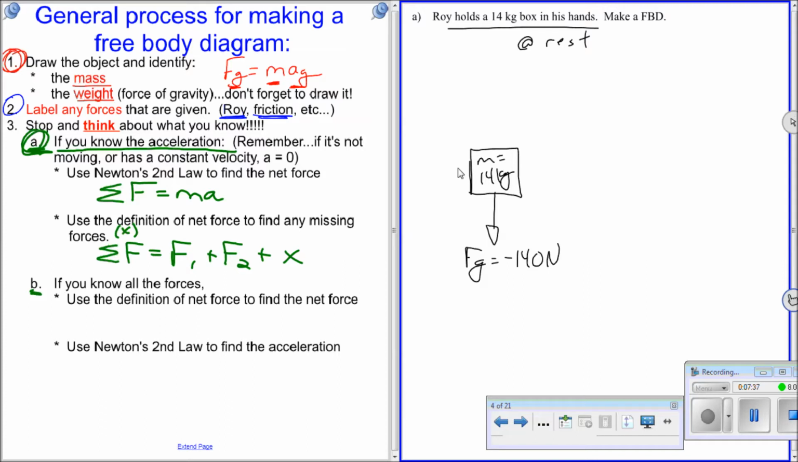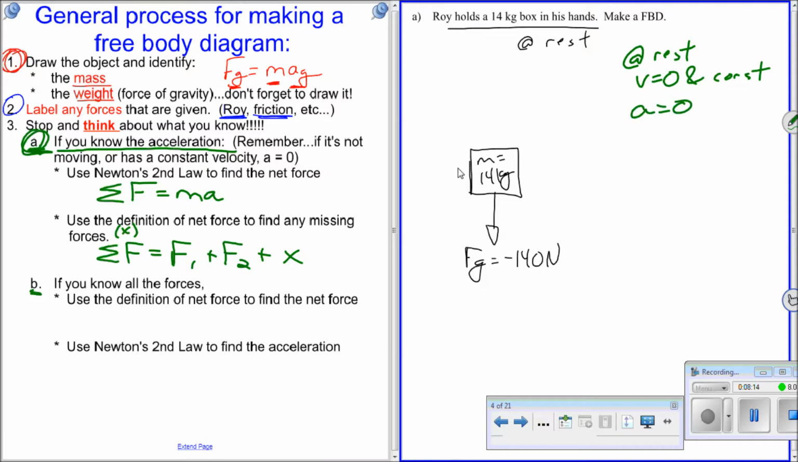Step two would be to label any forces that are given. Well, it doesn't really give me any, right? Like it doesn't say Roy exerts X amount of force to blah, blah, blah. There aren't any given forces here. So step two, we're kind of done. So I'm going to move on now to step three, which is stop and think about what you know. And the idea is for step three, I go, oh, well, it's at rest. That means my velocity is 0, and more importantly, it's constant. Oh, right on. That means that my acceleration has got to be 0.